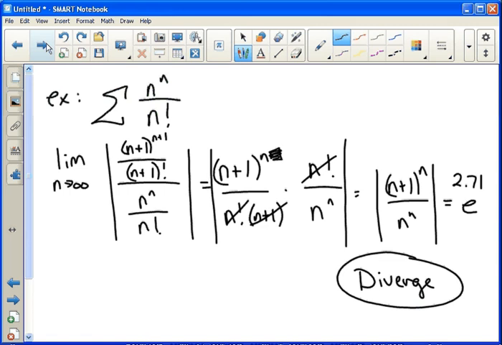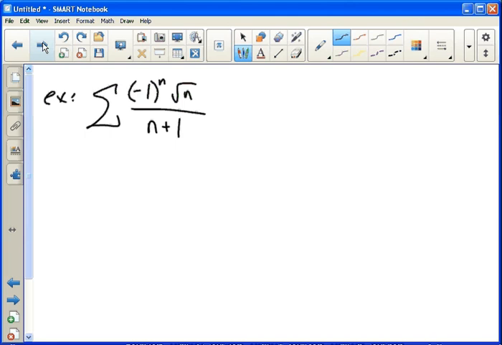Okay, final example. We have negative 1 to the n times the square root of n over n plus 1. Okay, you can still use your old rules here. In fact, if this was on a test, I'd probably encourage you to do the alternating series test. But just for the sake of some practice, I'm going to use the ratio test. And there's two specific reasons why that I'll explain as we go. The first reason is I want to make sure you know that because of the absolute value signs, you can essentially just cancel out the negative 1 to the n's.